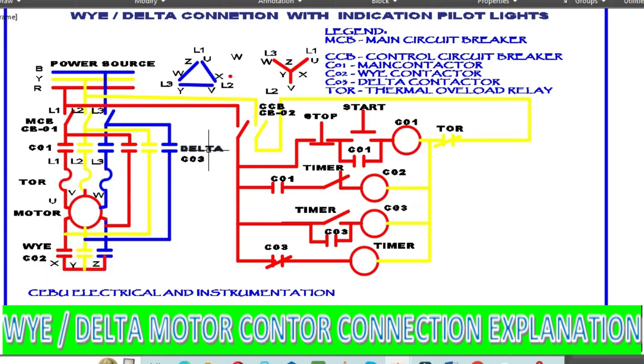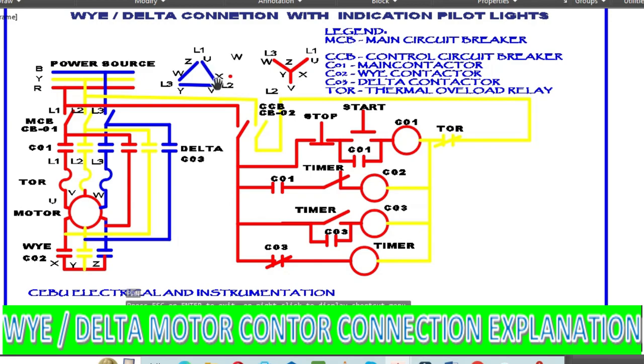So here we have the delta connection, C03. This is the delta connection. We also have 6 leads out here: U, V, W. When you are facing the winding of the induction motor or transformer, you have to label it like this. This is the beginning of the winding.